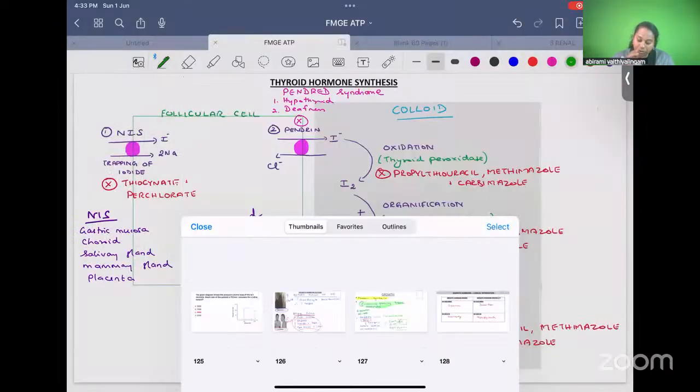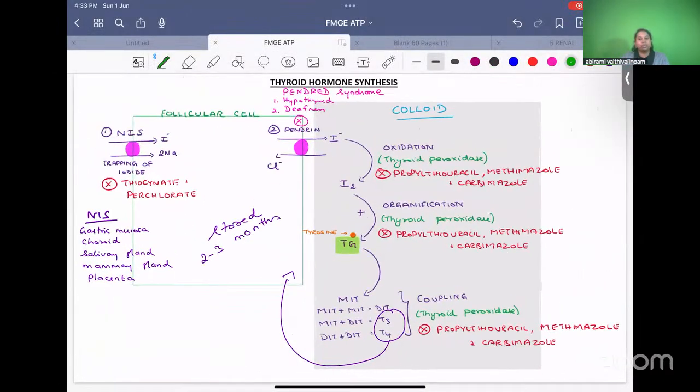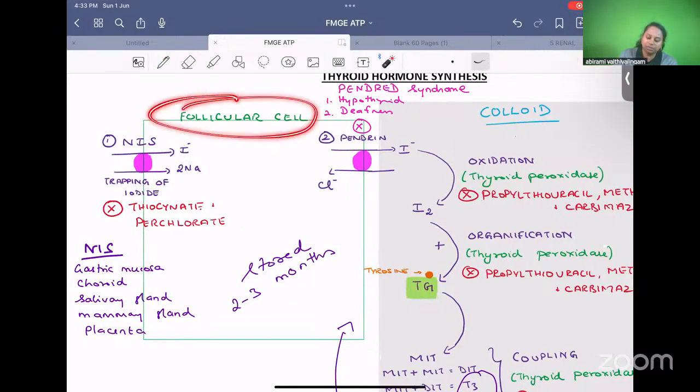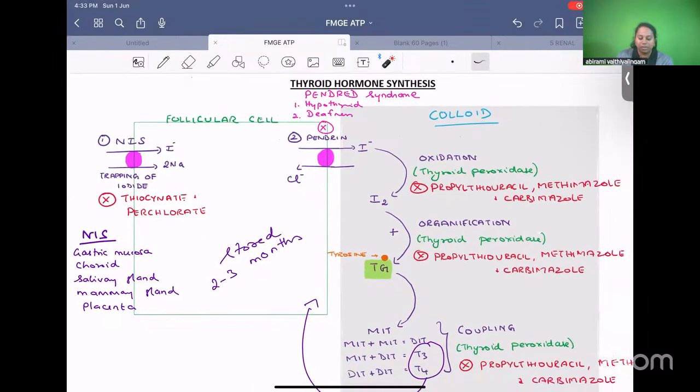Now, thyroid hormones. Thyroid hormone synthesis, the steps in the synthesis, are important. So quickly I'll tell you the steps in the synthesis of thyroid hormone. Then we'll go to the actions. We have the follicular cell and the colloid. Follicular cells will open into the colloid. So both follicular cell and colloid together help in thyroid hormone synthesis.